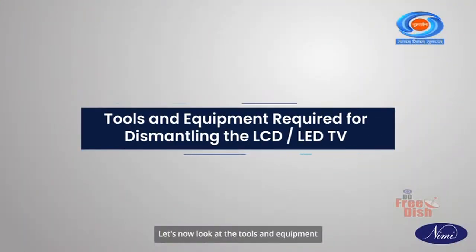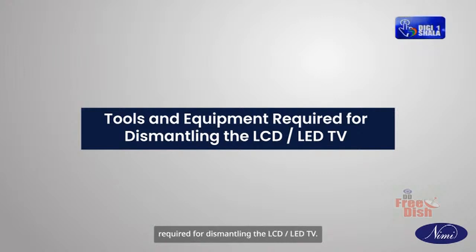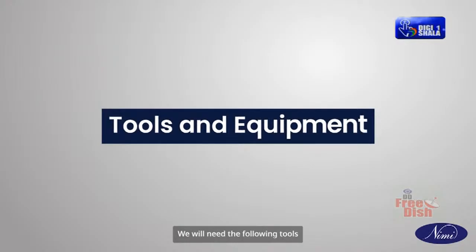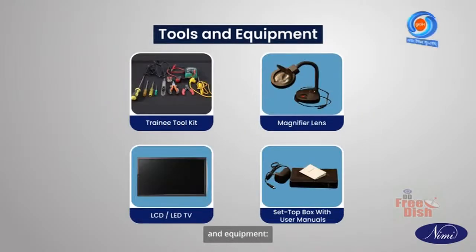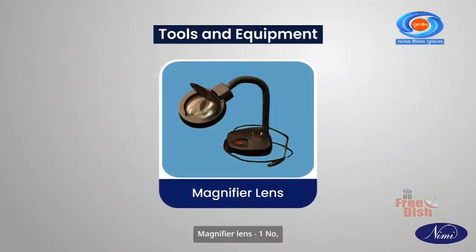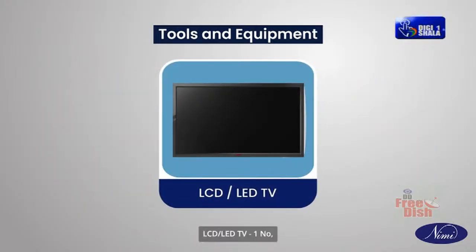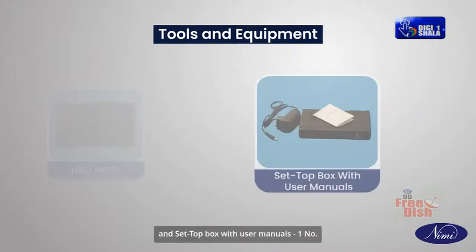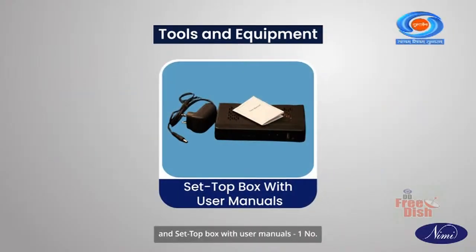Let's now look at the tools and equipment required for dismantling the LCD or LED TV. We will need the following tools and equipment. Trainee toolkit, 1 set. Magnifier lens, 1 number. LCD or LED TV, 1 number. And set-top box with user manuals, 1 number.